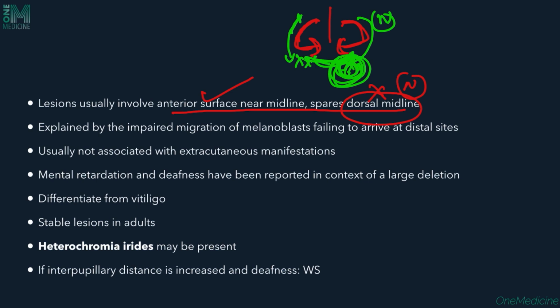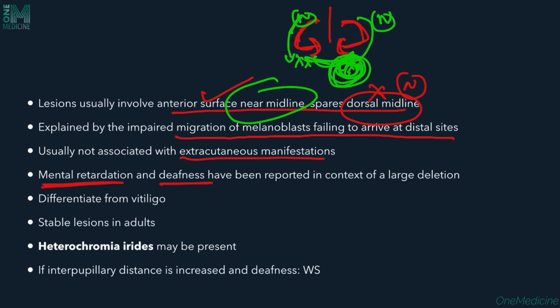On the dorsal side, it would be normal on both sides. So that's why we see anterior midline which is affected here, okay? And that is explained by the impaired migration of melanoblast failing to arrive at distal sites. It is not usually associated with any extracutaneous manifestations. Sometimes mental retardation and deafness can be present, and heterochromia iridis can also be present.